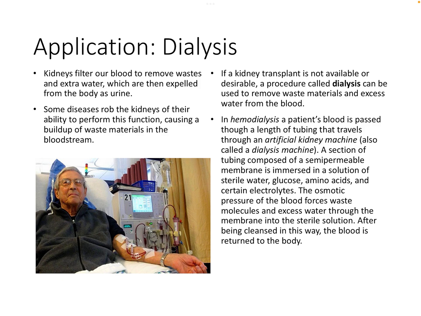So you might have heard of hemodialysis. This is where a patient's blood is passed through a tube, and this will travel through a machine that acts as a kidney. So it's an artificial kidney, and this is also called a dialysis machine. And then there's a section of tubing that has a semi-permeable membrane, which is immersed in a solution of sterile water, glucose, amino acids, and electrolytes. And amino acids are what make up proteins in our body.